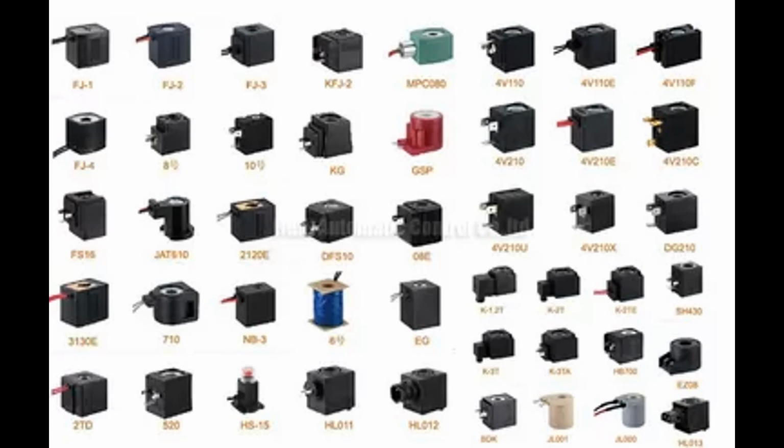Rotary solenoids are electromagnetic devices that convert electrical energy into rotational motion. They are designed to provide precise and controlled rotary movement in various applications. Here are some key points about rotary solenoids. Construction. Rotary solenoids typically consist of a coil of wire wound around a cylindrical or disc-shaped form, with a movable armature or shaft located at the center. The armature is made of ferromagnetic material and is free to rotate within the solenoid.